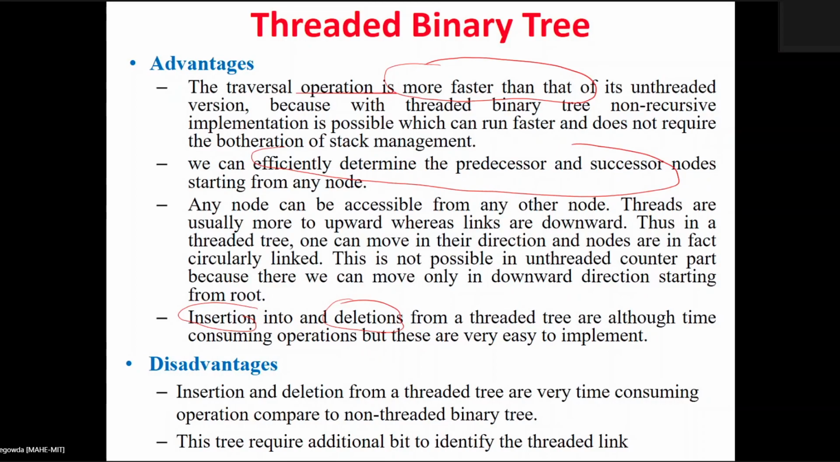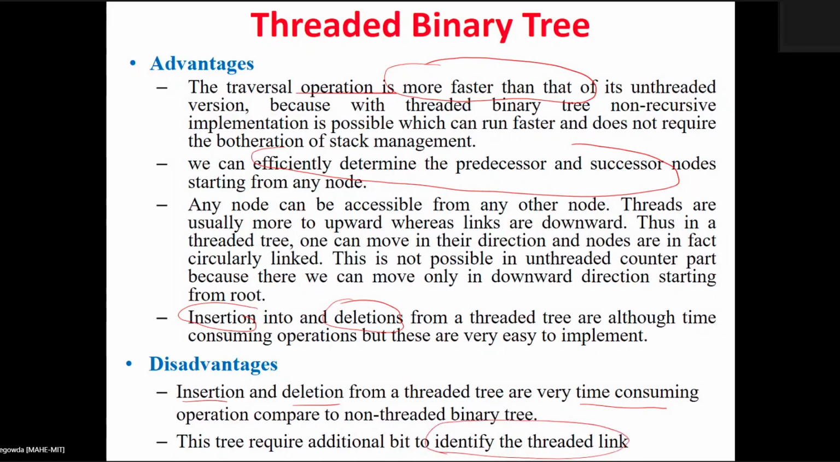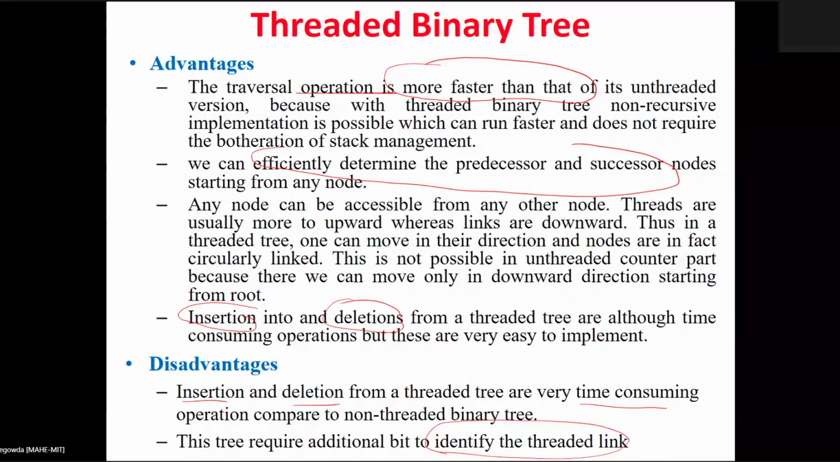What are the disadvantages? Similar to the advantages, it has some disadvantages. First, insertion and deletion in a threaded binary tree is very time-consuming. Second, this tree requires an additional bit to identify the threaded link. Whenever you insert or delete a node, we need to replace the left link and the right link of the newly added node with proper values. These are the two overheads of the threaded binary tree. Otherwise, we get the maximum advantages by making use of threaded binary trees.